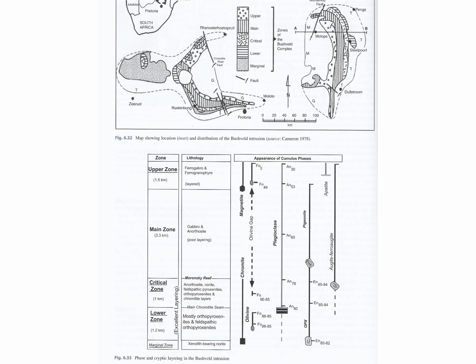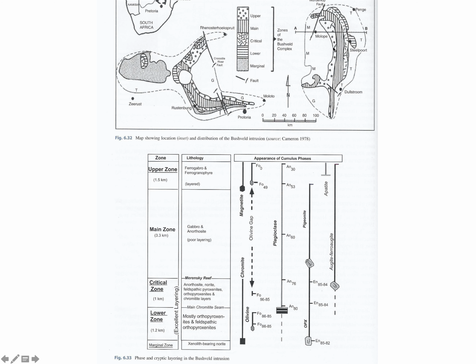So here we have now another picture from the Bushveld intrusion. Here again, where the Bushveld intrusion is. Here we have Pretoria. Here we have South Africa, Botswana, and here we have Namibia. Here we have a map showing the location that I have shown you, and the distribution of the Bushveld intrusion. That is this part here, and that is this part here.